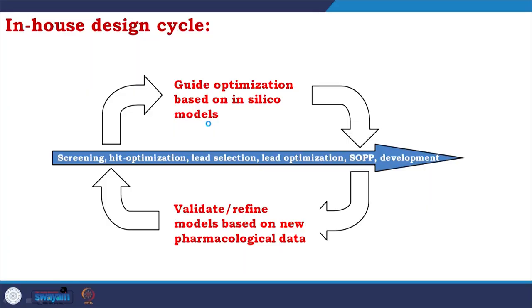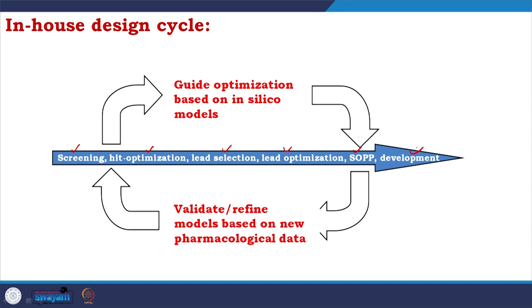To start with, the focus is first on the in-house design cycle. As we all know, it starts from screening, then goes to hit optimization, lead selection, lead optimization, SOPP and then development. So, those are the processes: initially screening, then hit optimization, then lead selection, then lead optimization, SOPP and then development.